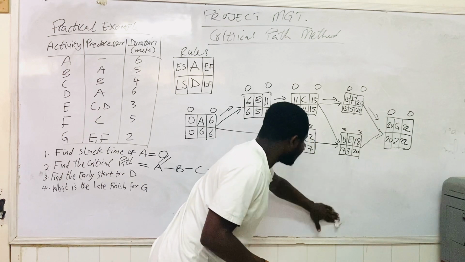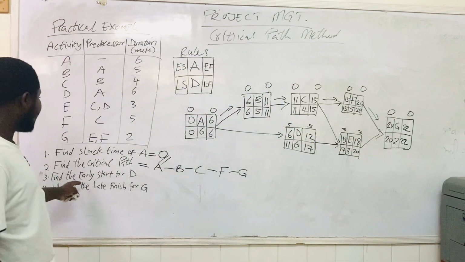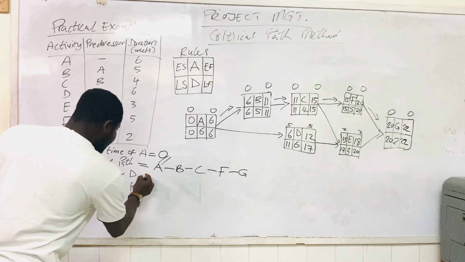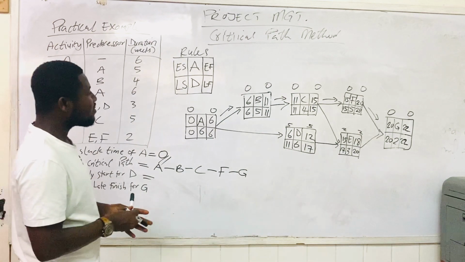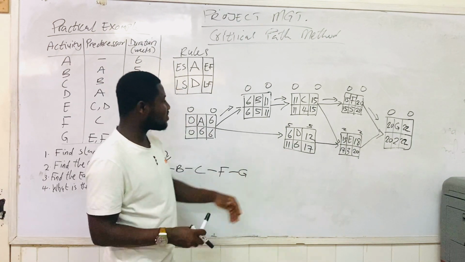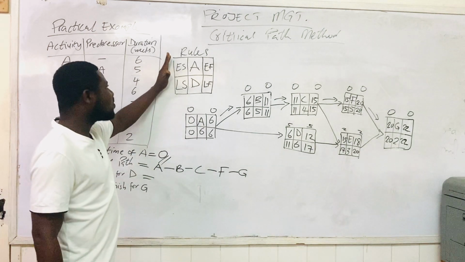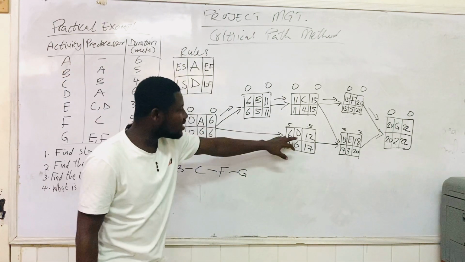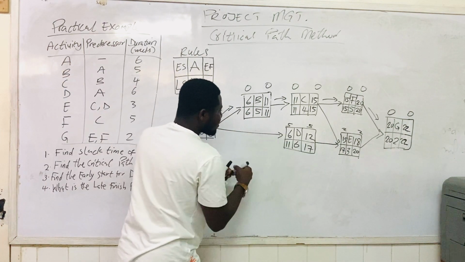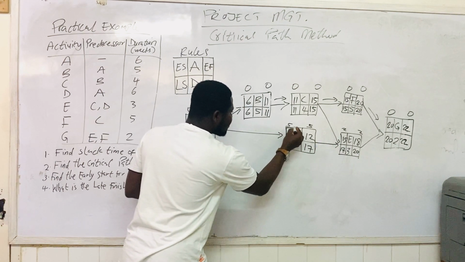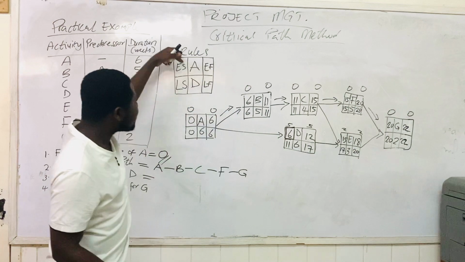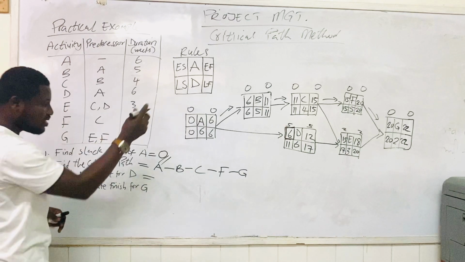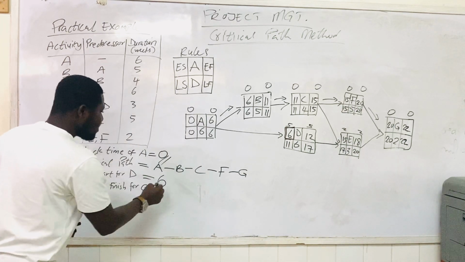Let's move on to the next question, which is asking us to find the early start time for D. Now, where is activity D? This is activity D. Just looking at your rule, this is the early start time. If we are looking for the early start time for activity D, it is nowhere but this 6. Look at where the 6 is and look at where the early start time of the rule is. And so the early start time of activity D is 6 weeks.